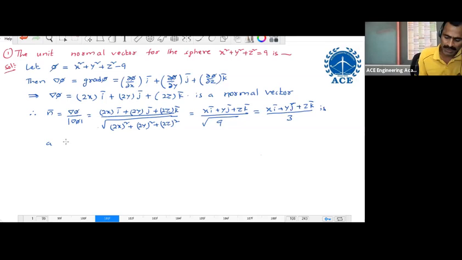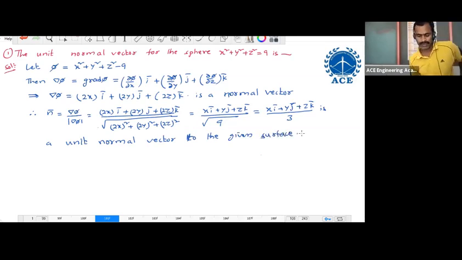which is a unit normal vector to the given surface. Again, we require all this in the next subtopic, vector integration. Next, problem number 2.